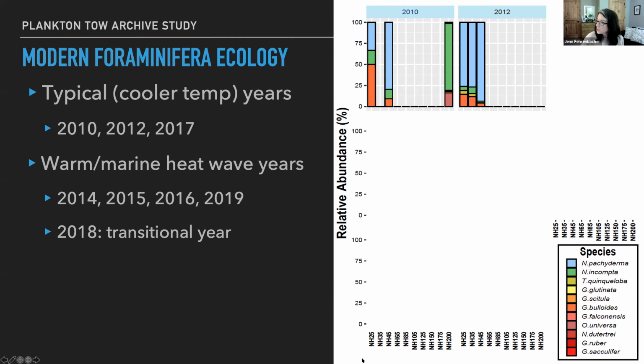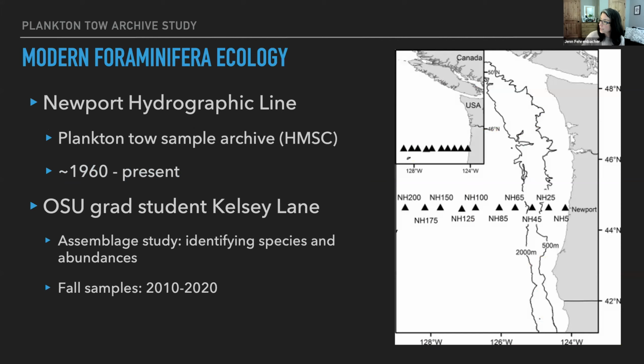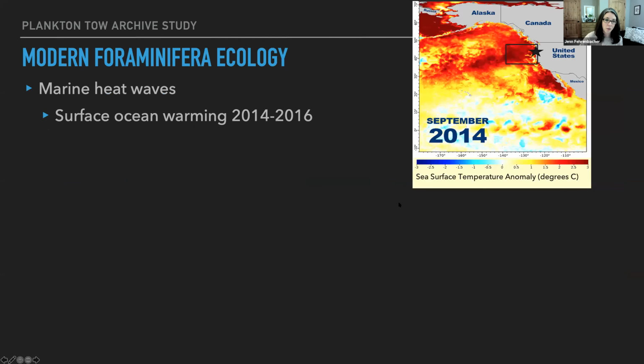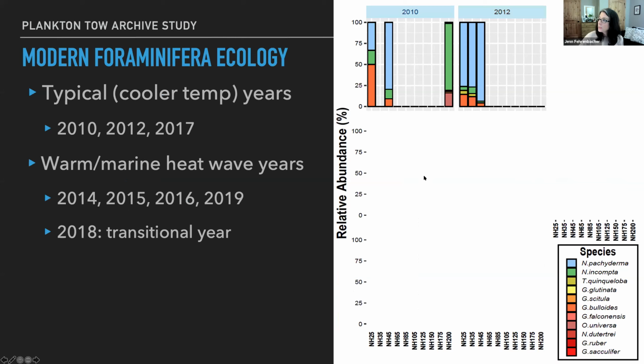And then each one of these bars represents a plankton net going from the nearshore region offshore. So if I go back to this plot here to orient you, the nearshore region is 25 nautical miles offshore, and the study goes all the way out to 200 nautical miles offshore. So 2010 and 2012 is pretty typical Oregon. There have been folks that have studied this region decades ago. These are species that are common to the Oregon coast.